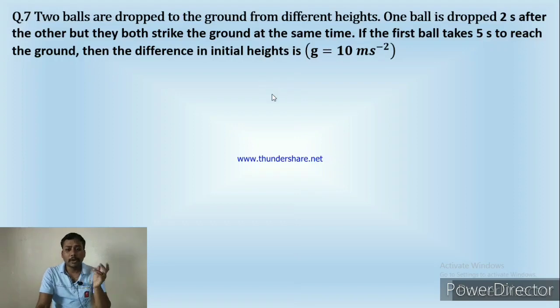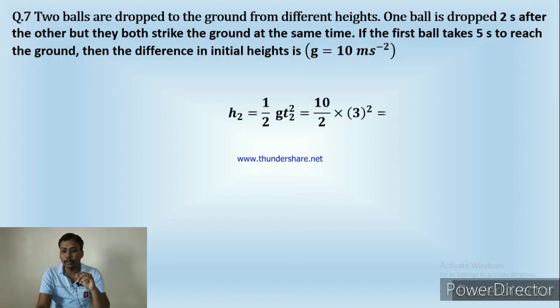So let's see here. For the second ball, the height is 1/2 gt². Here, 1/2 g is 10/2, times 3². Why 3 here? Because the second ball is dropped 2 seconds after the first ball, and the first ball takes 5 seconds, so the second ball takes only 3 seconds. So 10/2 times 3² is 45 meter.